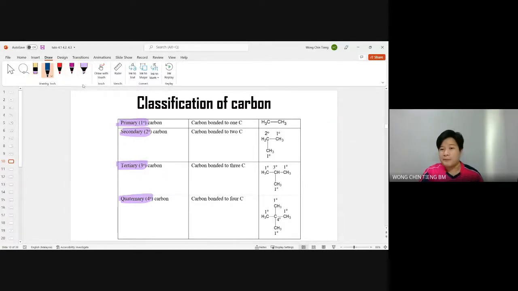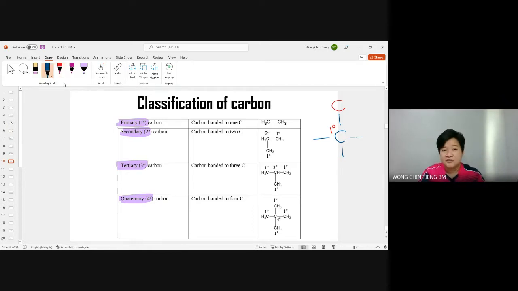Okay. What does primary mean? Primary means the carbon that is holding four bonds, one of which is bonded to another carbon. What that carbon holds otherwise, I don't care. If I want to classify this carbon, I say this carbon is a primary carbon. I only check the four bonds and see how many are bonded to carbon. That's it.